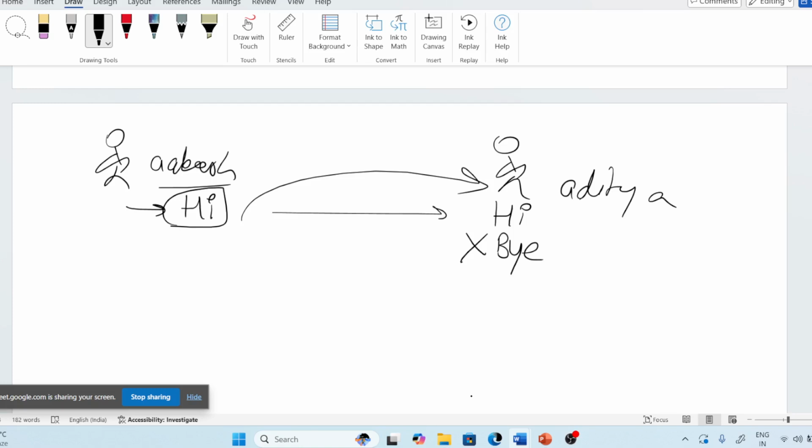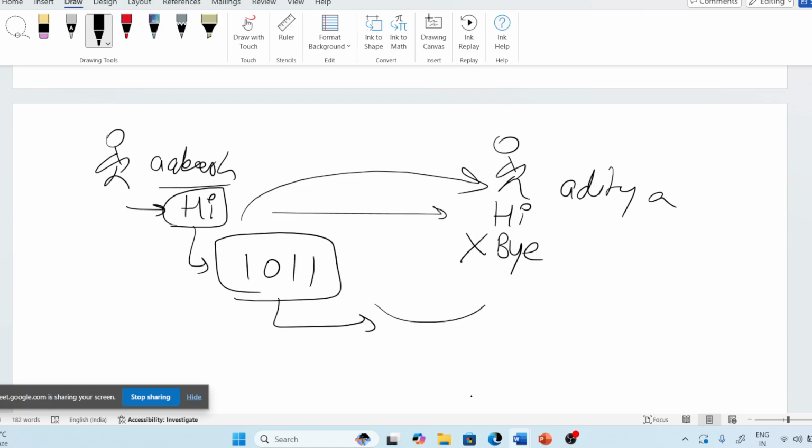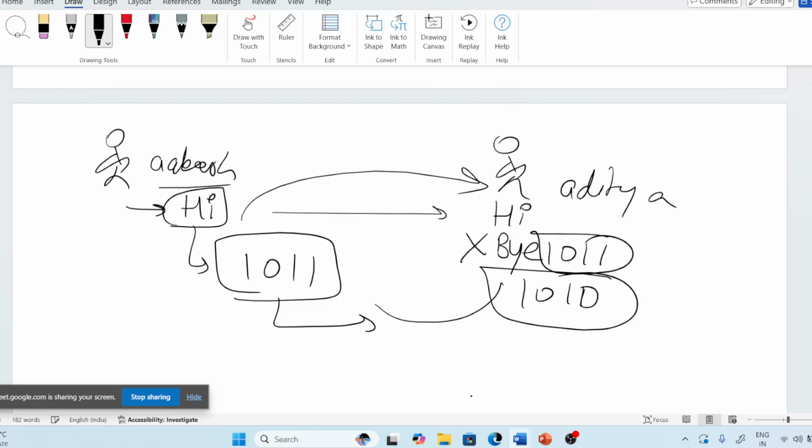If there is some alteration, so I will write this "hi" in the form of, let's suppose, 1001. So this is the data that I'm sending. If the same data reaches here, he will accept this data. If the data is the same, he will accept. If the data is changed, then it will reject. It will drop the packet.